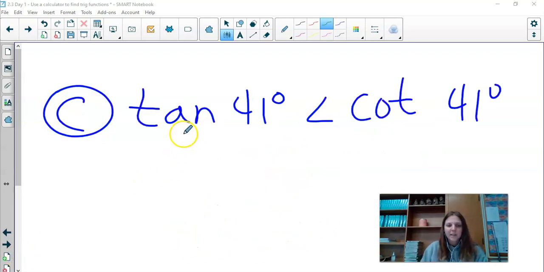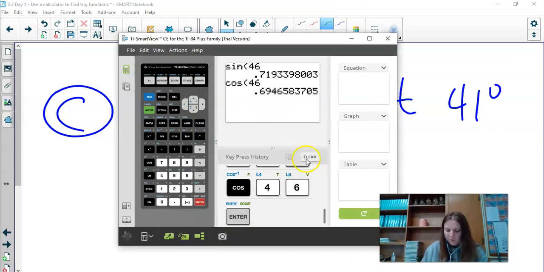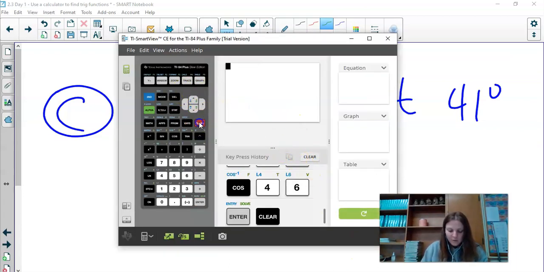Next one is tangent. So we're going to find the tangent of 41. Again, I definitely recommend writing these examples down. Tangent of 41 degrees. I'm going to clear this out. Type tangent. So tangent's right here. It's the third one: sine, cosine, tangent.